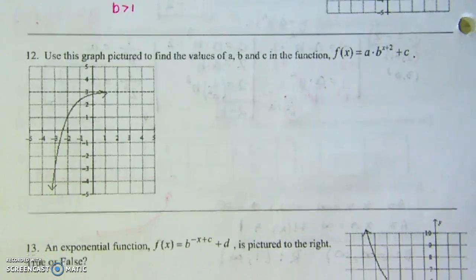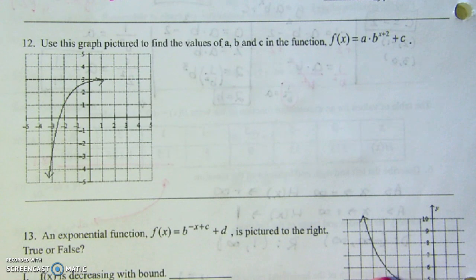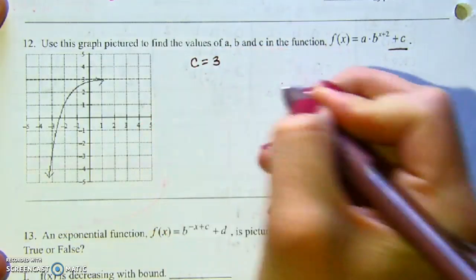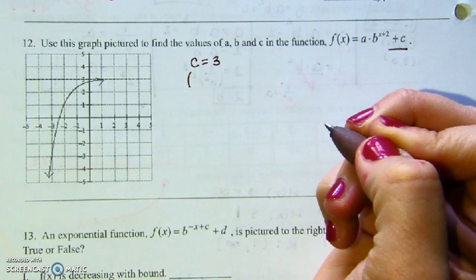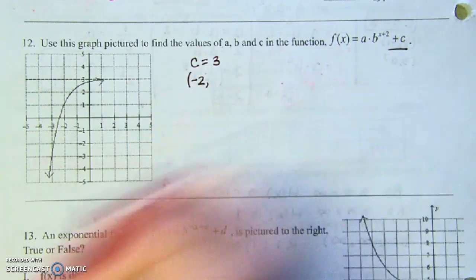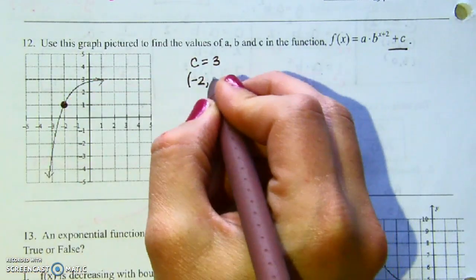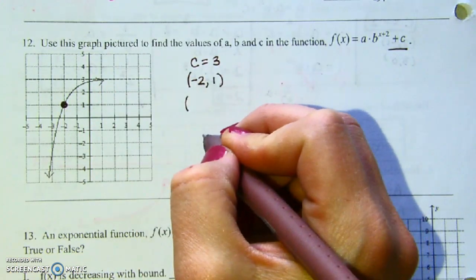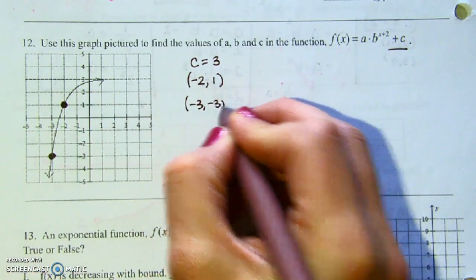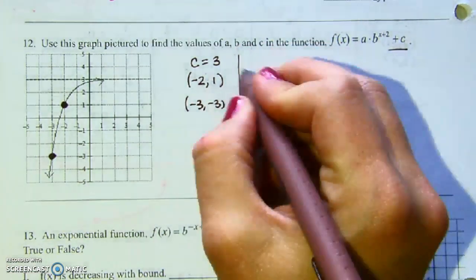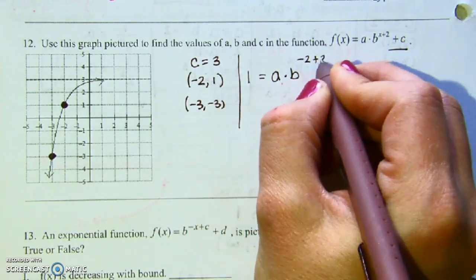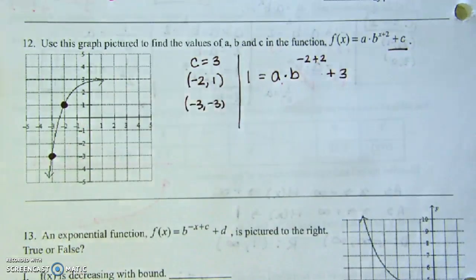Use this graph picture to find the values of a, b, and c. Okay, we're hoping this is easier than the front. We start with c. C is the horizontal asymptote, so that's 3, and then we need to pick a couple points, and we want this to be 0. So let's pick x equals -2. Does that work? It didn't work on the front. Does it work here? It does. Okay, let's pick another one. What's another easy one? We might have to go down and use this one, -3, -3. You ready? Here we go. Y comes first. We're going to use y equals 1. A times b to the -2 plus 2, and our c value is +3. Just double check it's positive.